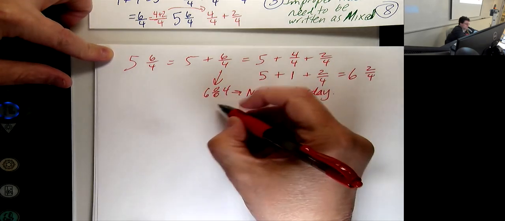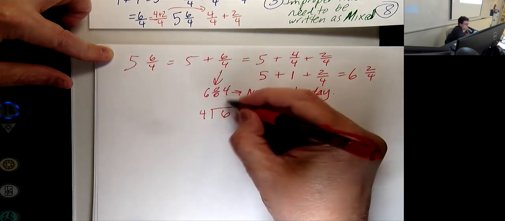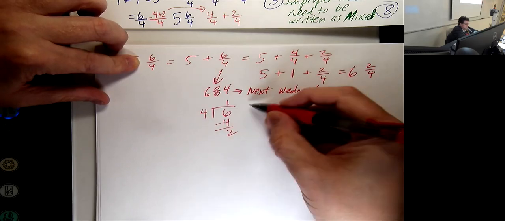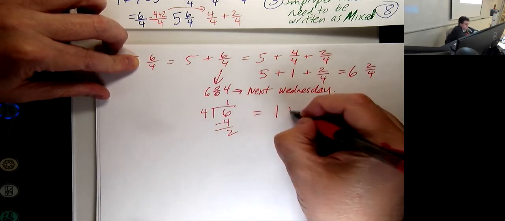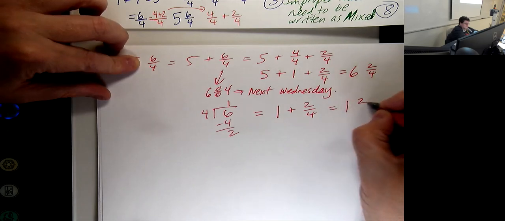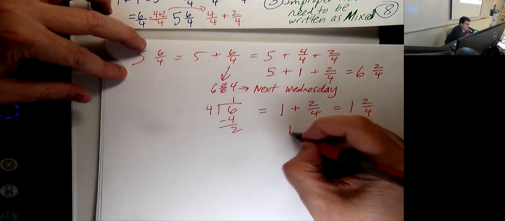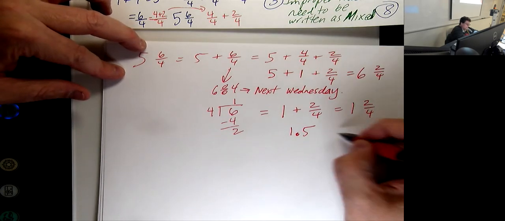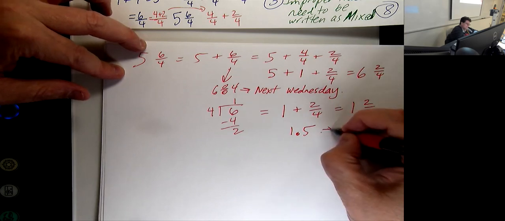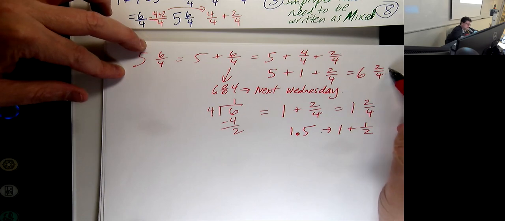6 divided by 4 is, so she understands, you're doing 4 going into 6, you get a 1. Subtract the 4, I get 2. I got 1 plus 2/4, is 1 and 2/4. Or if you did it with a calculator, you're gonna get 1.5. But what is 0.5? Everybody knows 0.5 is 1/2. So 1 and 1/2. So do the reduction thing on the 2/4.